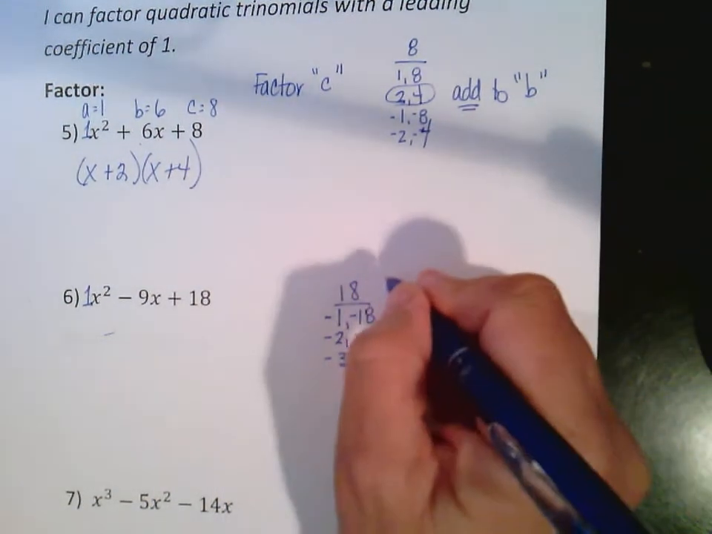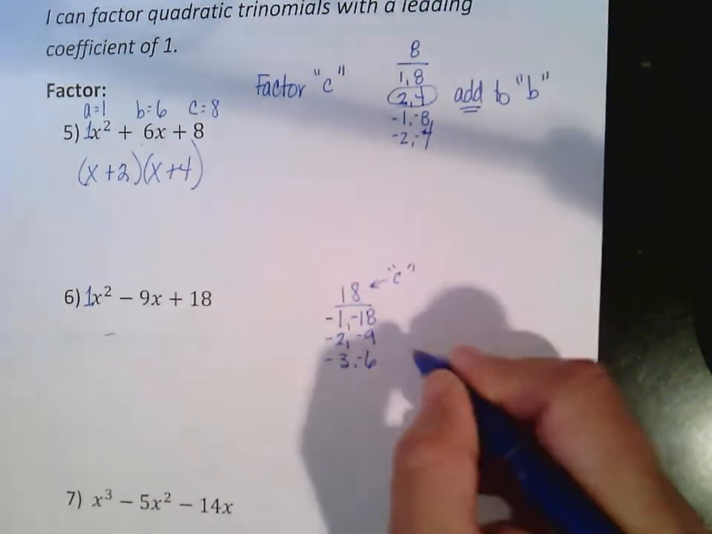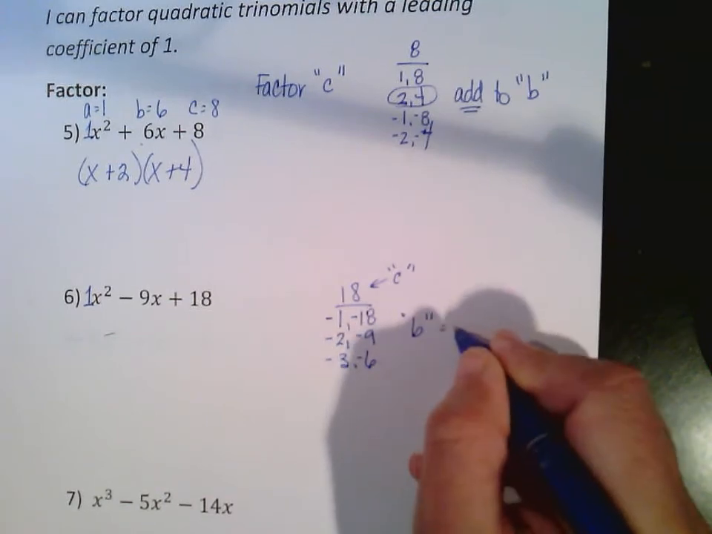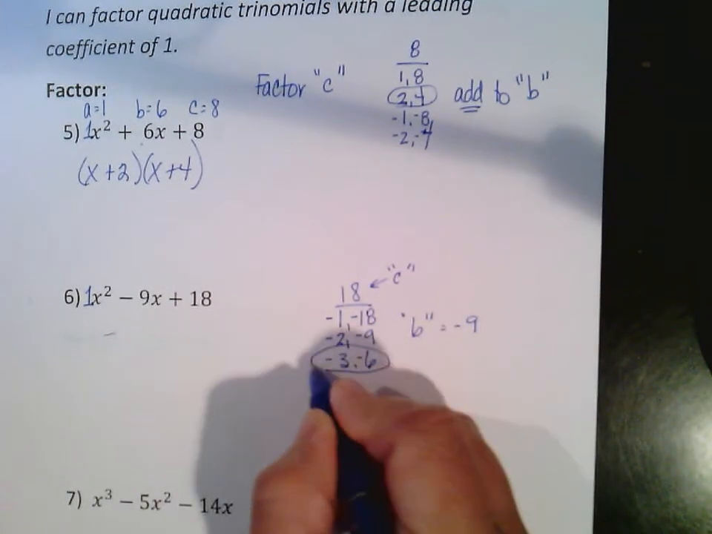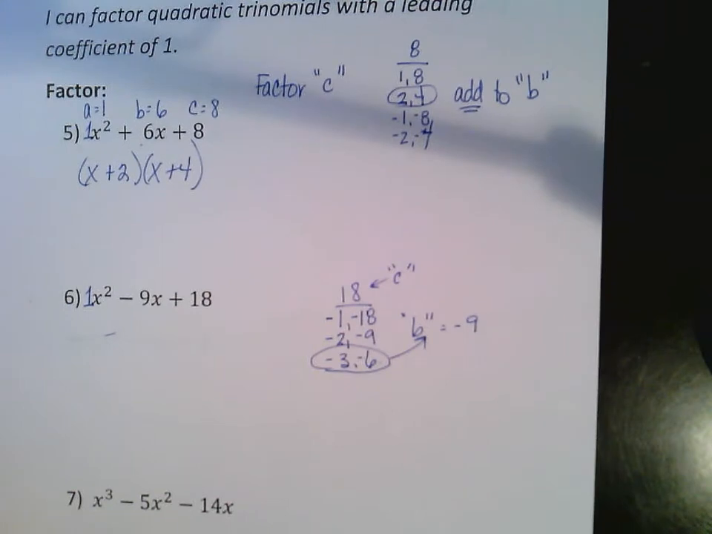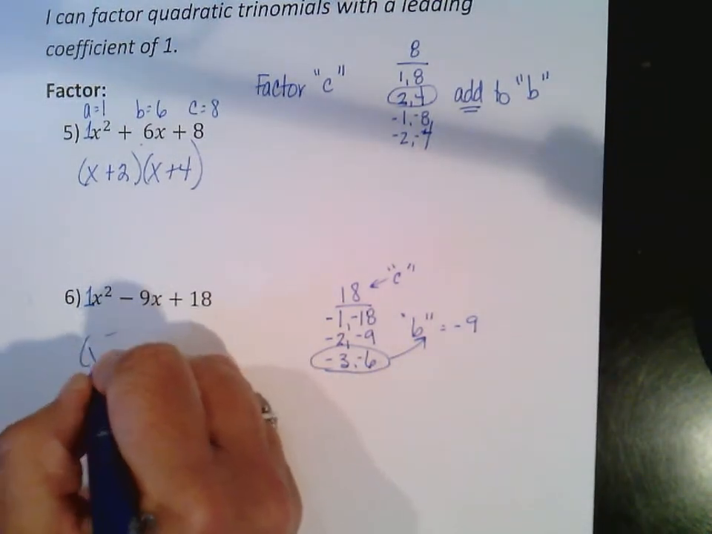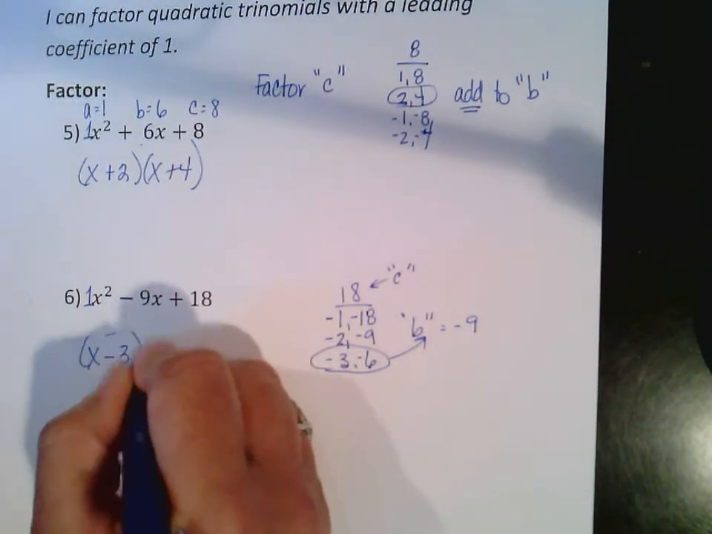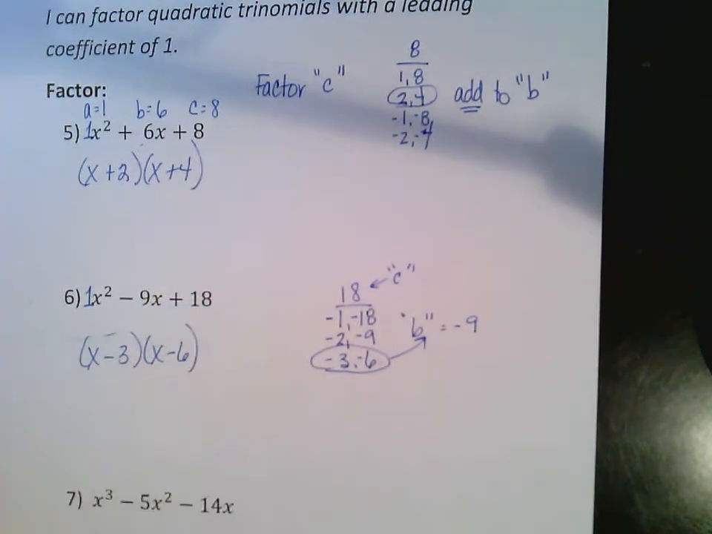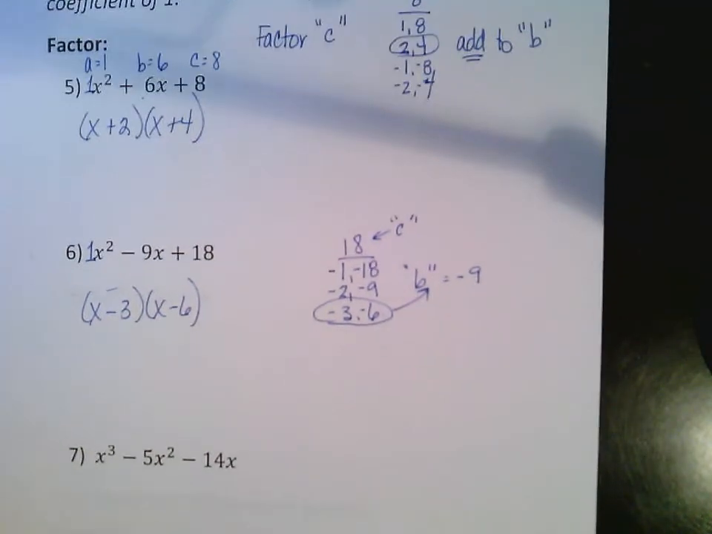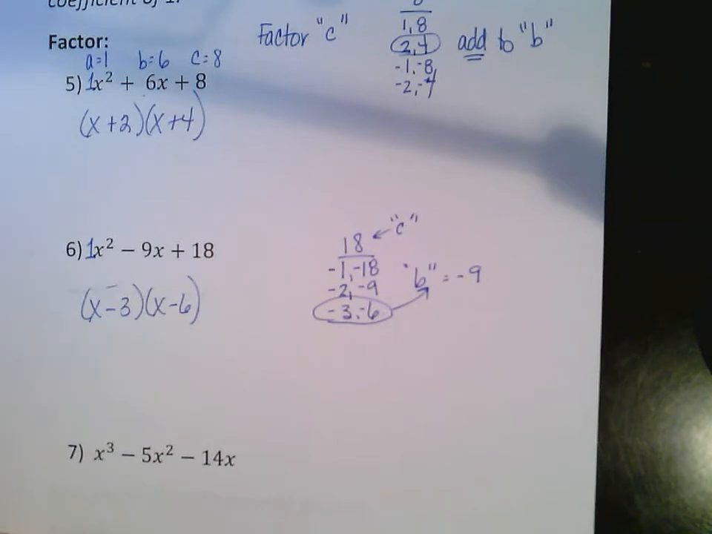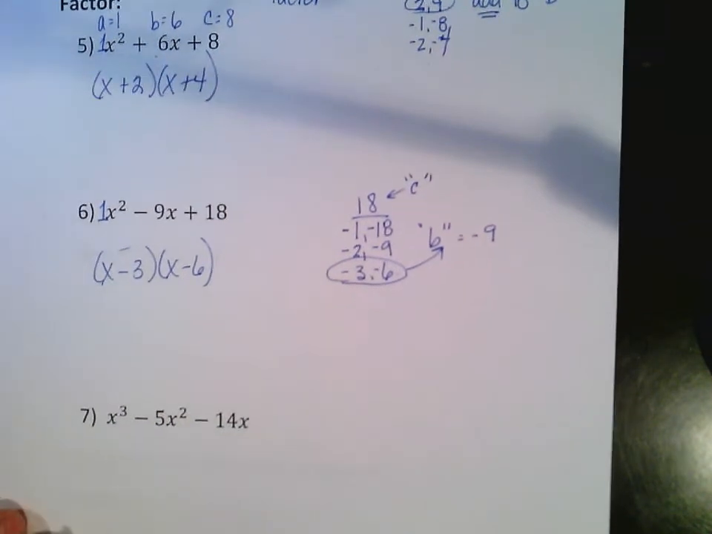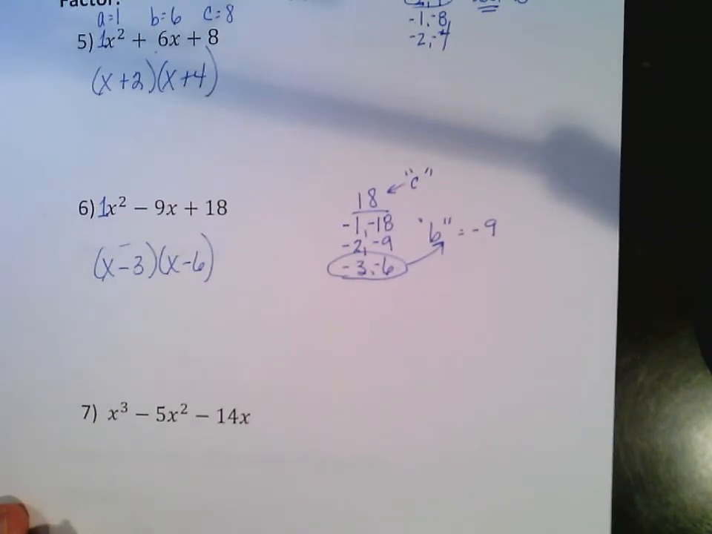And then I look at these. This is my C term. My B term is negative 9. And these two numbers add up to my B term of negative 9. So those are the numbers that are going to go in the parentheses. So I have x minus 3, x minus 6. Remember, you have to split the middle if you have a number in front of your leading coefficient. If you don't, then you can do it the fast way, which is this way.